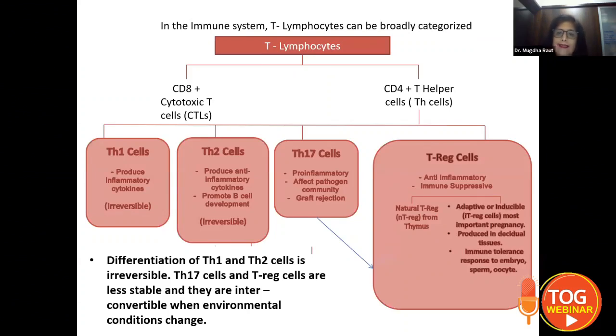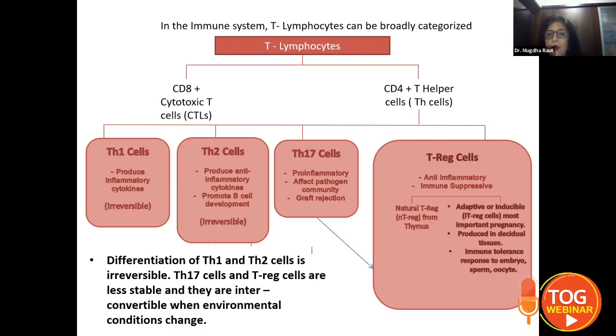Now, what exactly are the T regulatory cells? If we see the T lymphocytes, they are differentiated into the CD8 or the cytotoxic T cells and CD4 or the TH helper cells. Now, TH helper cells are the ones which are important in pregnancy, and they are divided into 4 types. The TH1 cells produce inflammatory cytokines, and the process is irreversible. Th2 cells produce anti-inflammatory cytokines and promote B cell development, which again is an irreversible process.